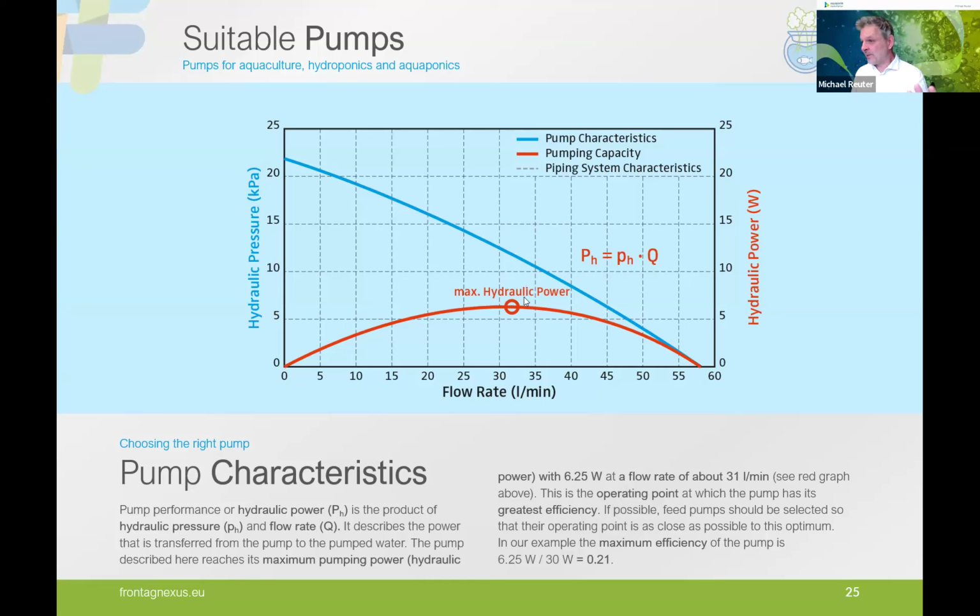And this is where our pump has the best efficiency, because it transfers the maximum hydraulic power to the water. So we have the most water pumped per electricity unit that we put into our system. So this would be the perfect point where we would want to use this pump. And this would be at about 32 liters per minute and 12 or 13 kilopascal. We should aim for using pumps that work as close as possible to this peak in maximum hydraulic power.